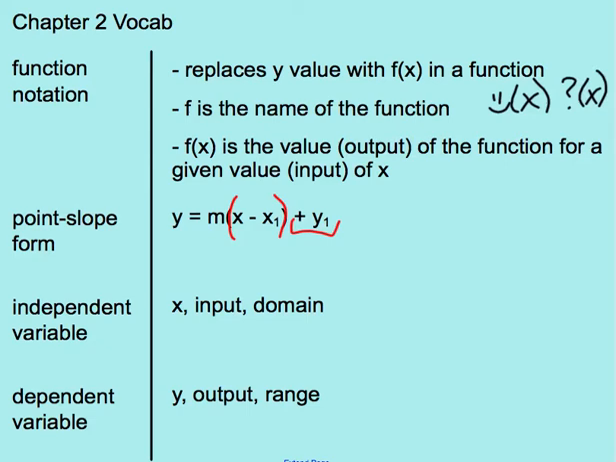Then we have some different names for the x and the y value. The independent variable, or the input, or the domain. And the dependent variable is your y value, or your output, or your range.